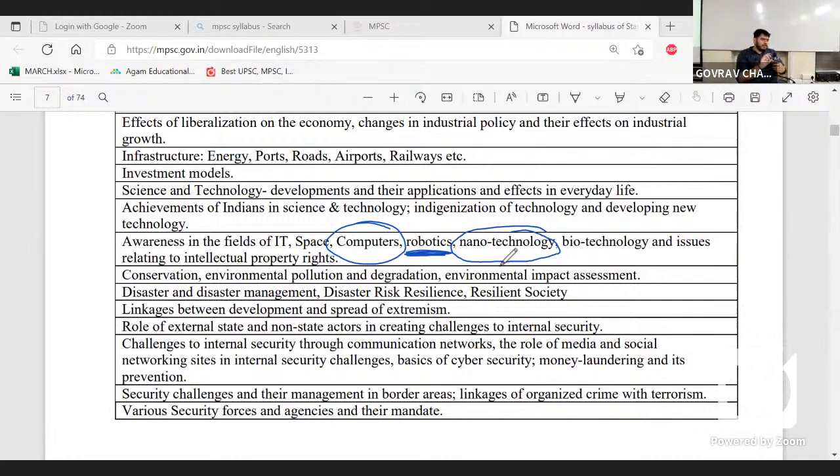Understood? In fact, in USA, what we have done, we are having some nano robots. What they would do, if you are having a blockage in your heart, without surgery, without a cut, they would perform your operation. They would clear out your blockage. Called as nano robots, nanotechnology.